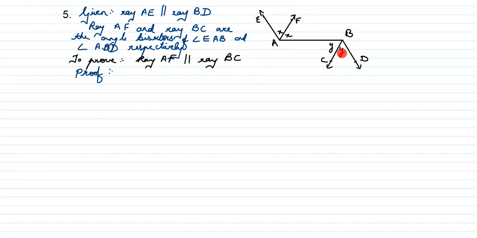Okay. Further, we are asked to prove that ray AF is parallel to ray BC. We need to prove these two rays parallel. To prove these two rays parallel, we need to have at least one pair of, let's say, alternate angles or corresponding angles congruent. If the angles are congruent, lines will be parallel. So our main aim over here is to prove the angles congruent. Okay, so we'll start from what is given. We are given ray AE is parallel to ray BD. So we'll write first the same thing.